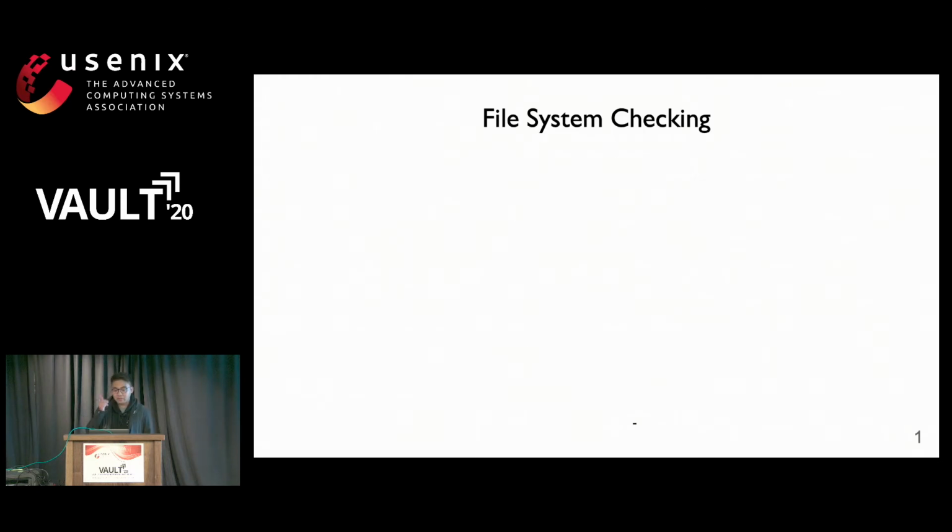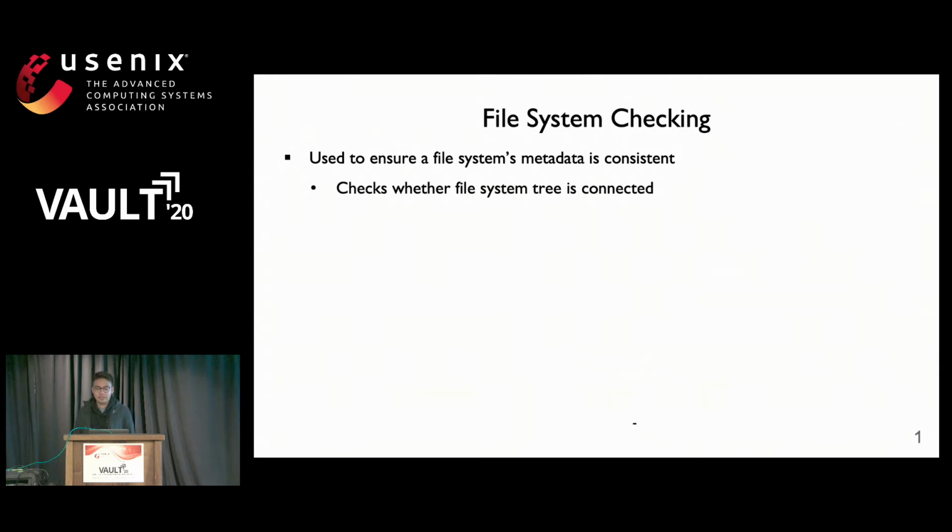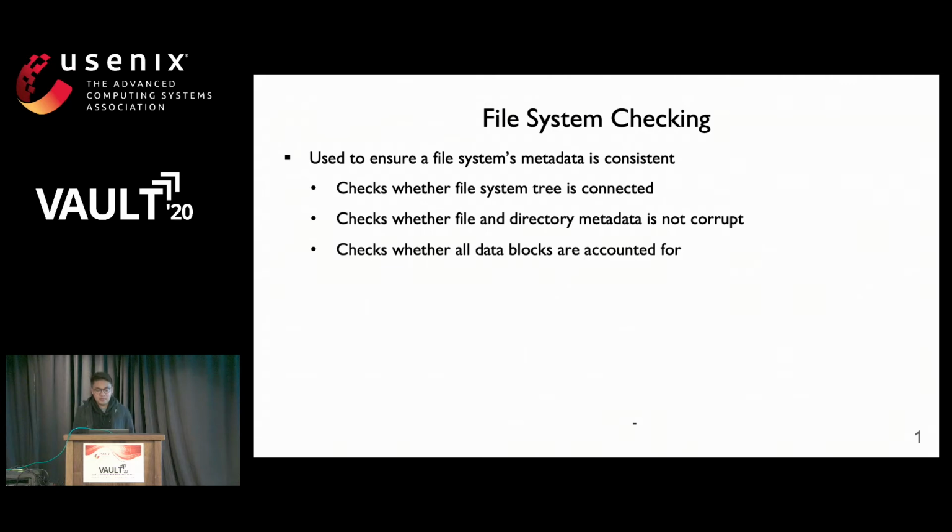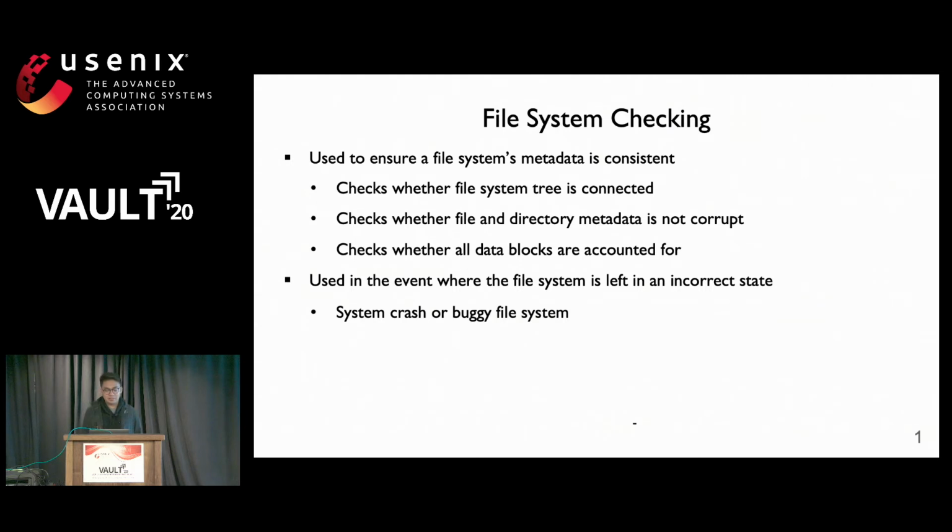So to start off, what is file system checking? File system checking is used to ensure a file system's metadata is consistent. It does things like checking whether the file system tree is connected, whether file and directory metadata is not corrupt, and whether all data blocks are accounted for. In general, file system checking is done in the event a file system is left in an incorrect state. This could be due to a system crash, a buggy file system, or an error in the storage hardware, such as a random bit flip.